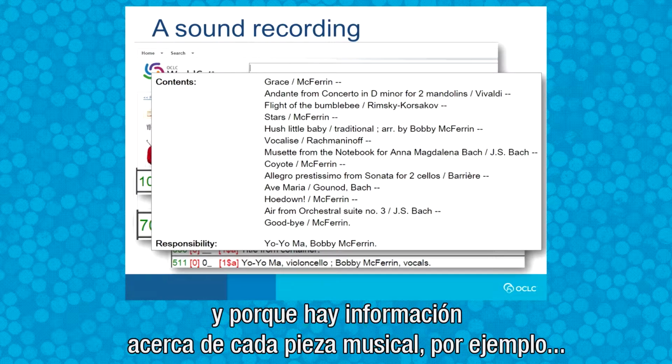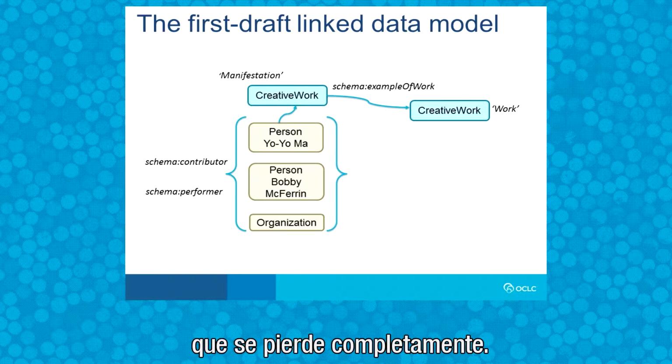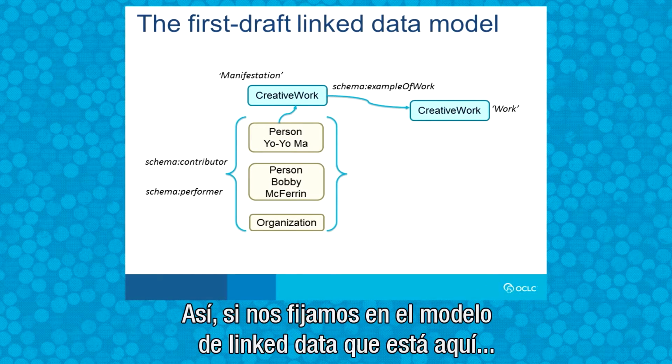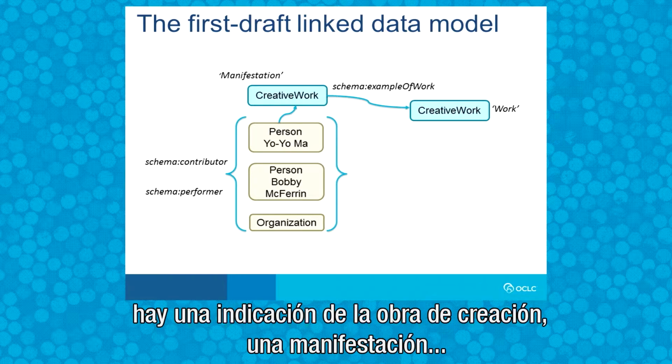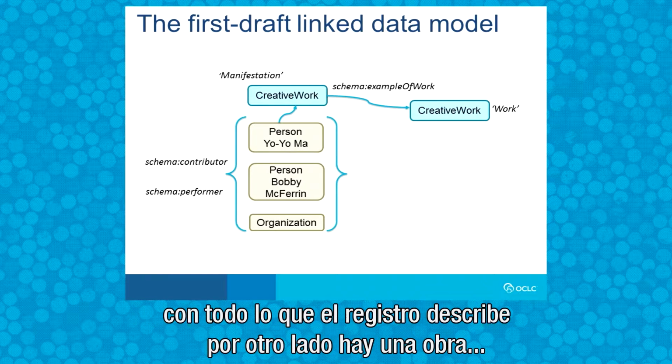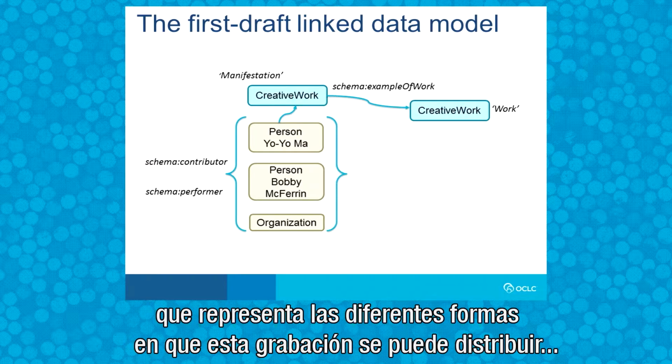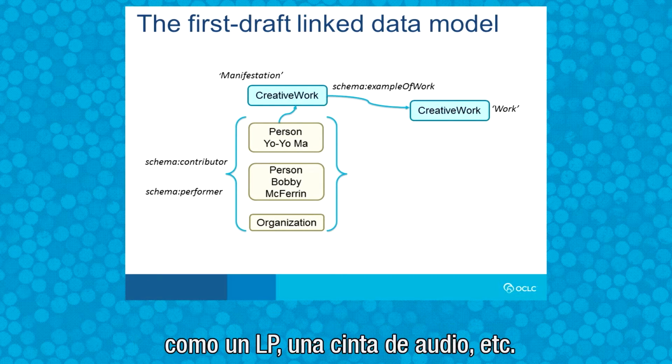There's information about the individual tracks, for example, that is completely missed. So if we look at the linked data model that is there, you'll have an indication of the creative work, the manifestation-like thing that the bib record represents. And then there's a work-like thing that represents different ways that this recording could be rendered as an LP or an audio tape and so on.